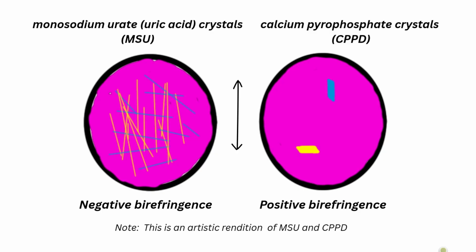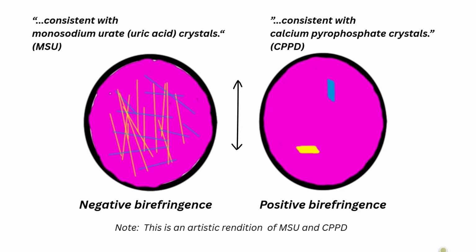When we describe synovial fluid crystals, we describe the shape, whether they are intracellular, extracellular, or both, and if they demonstrate negative or positive birefringence. We add at the end of the report the clause consistent with monosodium urate crystals or consistent with calcium pyrophosphate crystals.